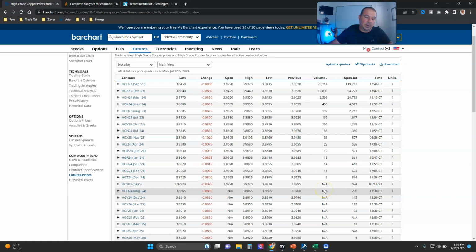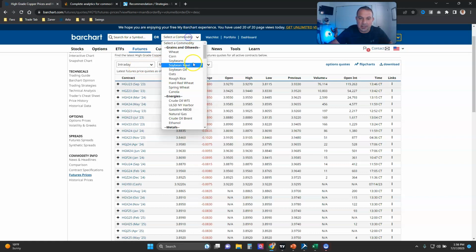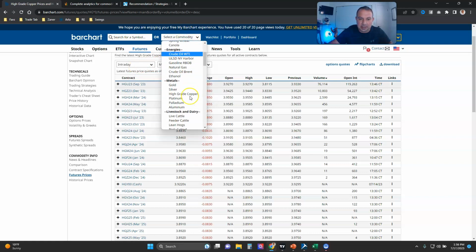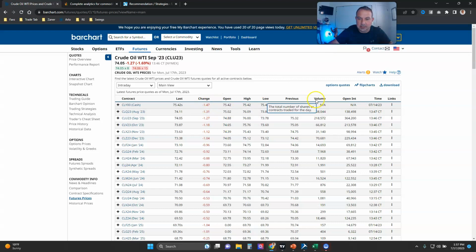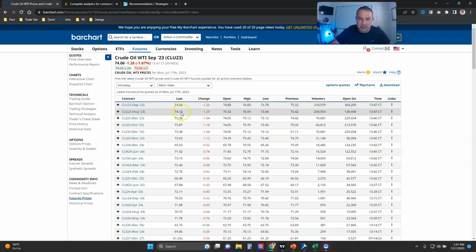I can show this better on a more liquid product like crude oil. In fact, let's just go ahead and do that, so you guys can understand that term structure I'm talking about. Here is the price, and here are all the months by volume. And as you see here, crude oil gets more expensive in the later months.